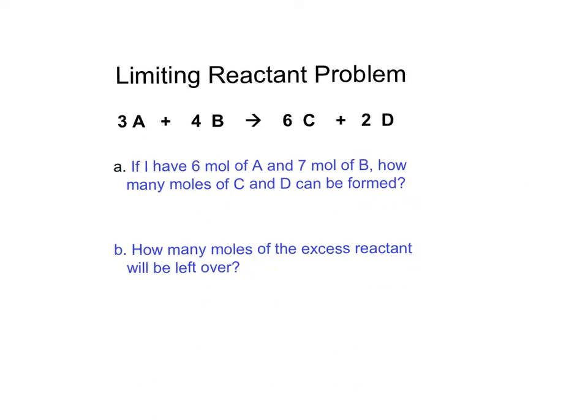All right, this one's a little bit more complicated. The ratios are not so obvious in your head, perhaps. So you have 6 moles of A and 7 moles of B. How many moles of C and D can be formed? Actually, you probably could do this in your head, but let's write it out because I want to emphasize the method here.